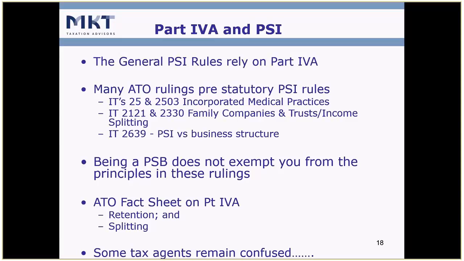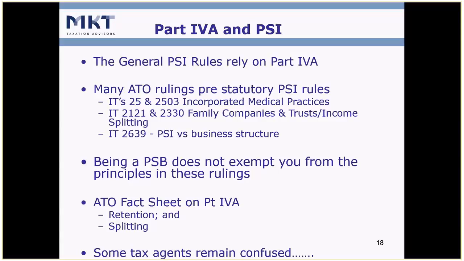And it clearly says that the tax office would seek to apply Part 4A, where arrangements are entered into to retain income within companies or to split income either through distributions out of trusts or dividends out of companies to non-principal shareholders, or through the payment of wages, unreasonable wages, out of those entities to non-principals, so family members and the like.